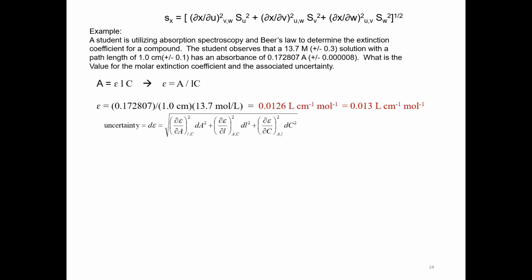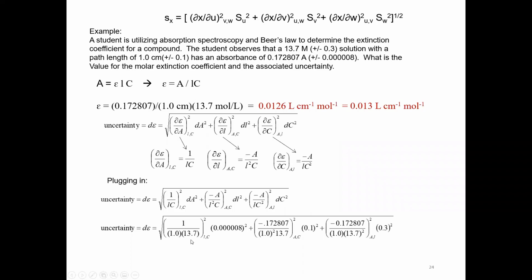Let's see. So first term, I take the partial differential of A. I should get this, right? That's pretty straightforward. And the second term, I should get that. This third term, even though there is a minus sign in front, eventually we're going to take a square, so that minus sign doesn't matter. So we can plug in all these values. So that's what I got.